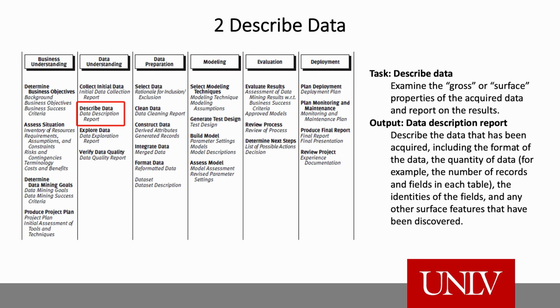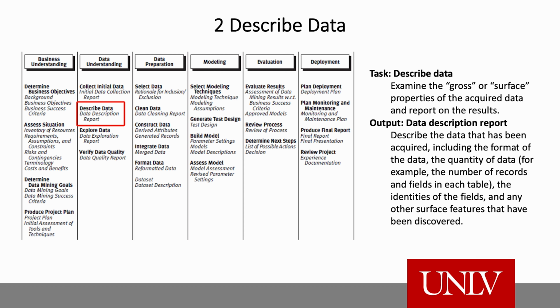Now that we have collected our dataset, the next step is to take a closer look at what the data actually contains. In this stage, our goal is to examine the surface characteristics of the dataset and develop an initial understanding of its structure. We begin by checking basic properties such as the data format, the number of records or rows, the number of fields or columns, and the names of those fields. These details help us understand what information the dataset provides and how it is organized.